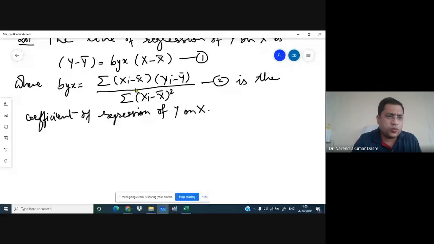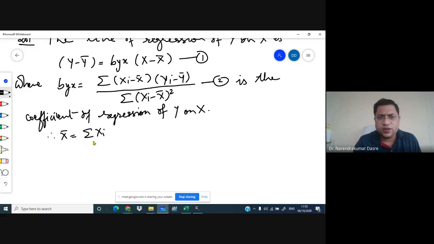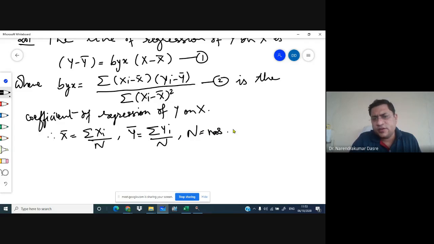And then the remaining terms. So what are the terms we need to know? What is x bar? Hence x bar is equal to summation xi upon n. What is y bar? We have summation yi upon n. What is n? n is the number of observations.